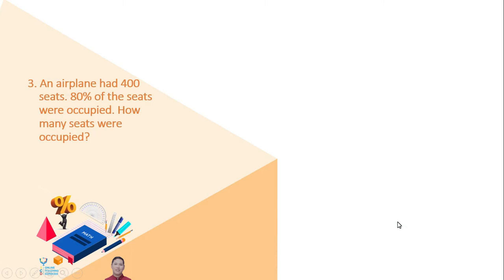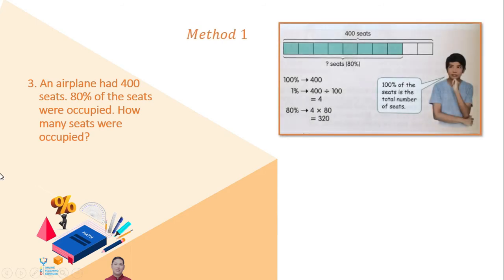Let's have an application of the concept of percentage in a real-life situation. An airplane had 400 seats. 80% of the seats were occupied. How many seats were occupied? So method 1: as you can see on the figure on the right, there are 10 small squares that represent 100%, and that is amounting to 400 seats. If you are going to calculate the 80%, it would mean that 8 blocks are shaded out of the 10, and that is equivalent to 80%.